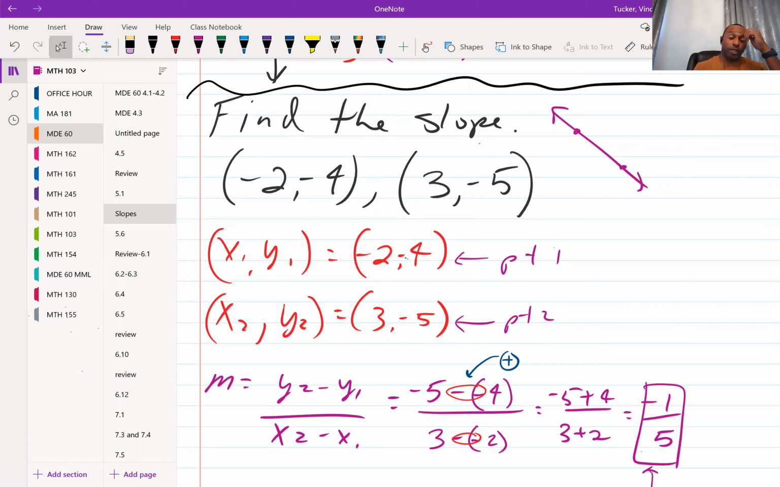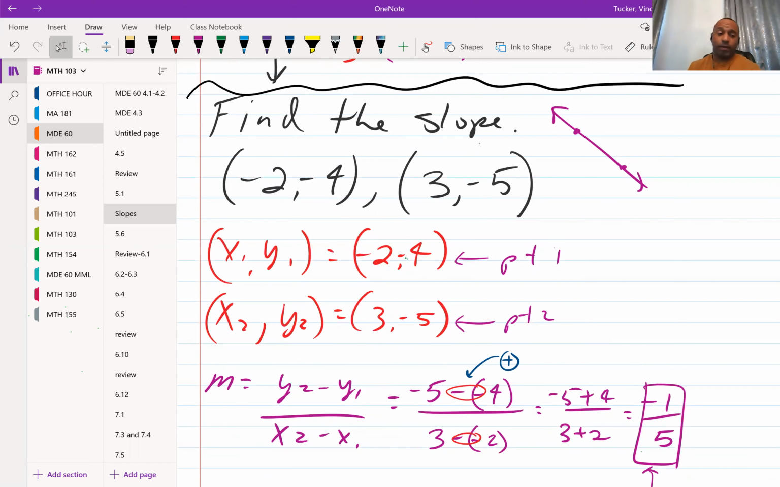Make sure you don't lose a negative. A lot of times, if anyone's going to make a mistake on these, they lose a negative when they do their substitution. There's a minus sign in your formula, and you're plugging in -4. So make sure you're careful with that. Then you do x2 minus x1 on bottom. So x2 is 3, x1 is -2. Once again, don't lose that negative.